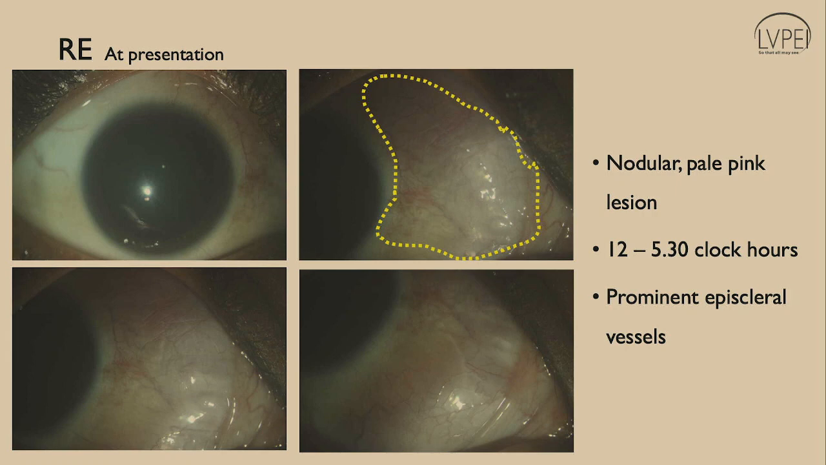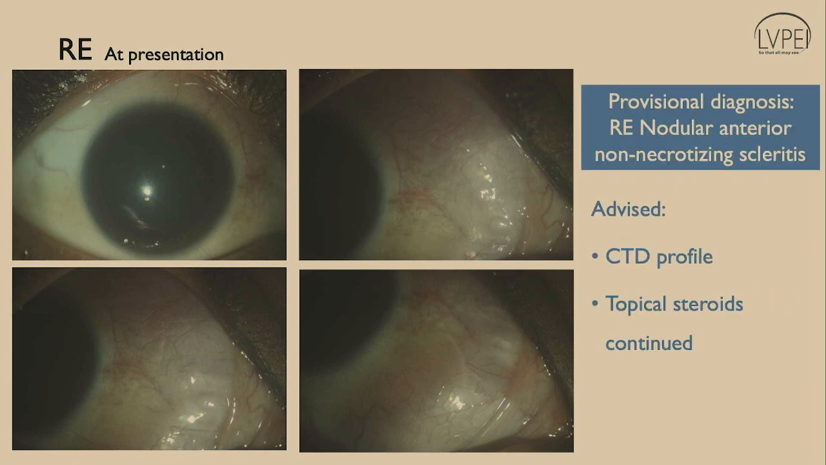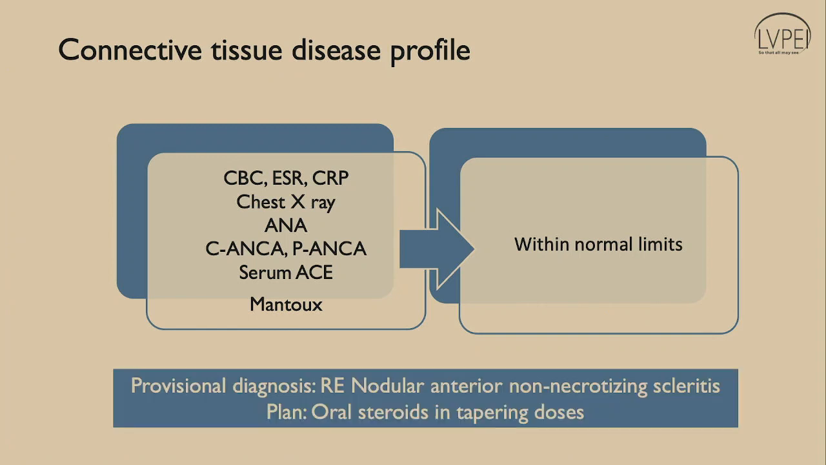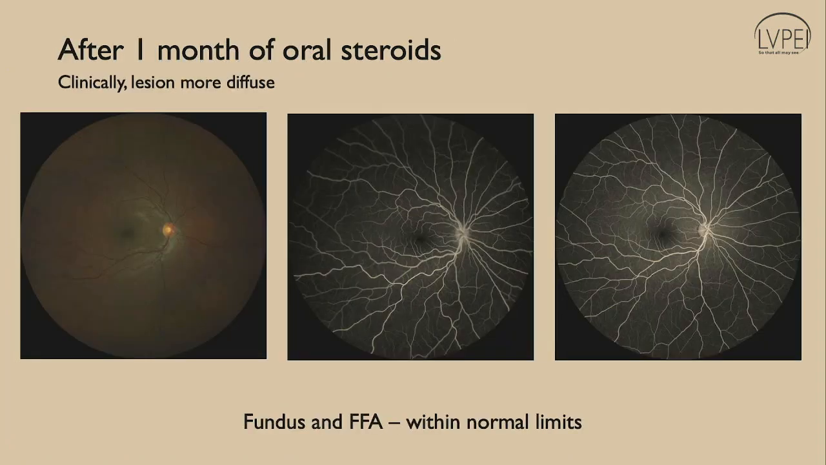prominent episcleral vessels. With the provisional diagnosis of nodular anterior non-necrotizing scleritis, the connective tissue disease profile was advised and she was asked to continue the topical steroids she was using. The CTD profile was within normal limits and the patient was asked to use oral steroids in tapering doses. After 1 month of steroids, clinically the lesion became more diffuse.